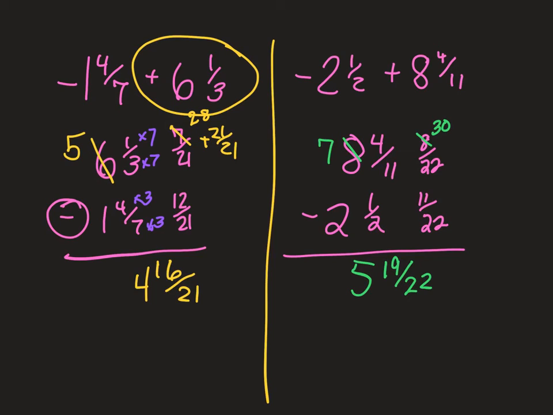All right, I got 30 when I borrowed. This went down to 7, and 22 plus 8 is 30. 30 minus 11 is 19. 7 minus 2 is 5. I go back up to the top and I say my bigger guy is positive, so I'm going to make it positive. My bigger guy's positive, answer's positive.